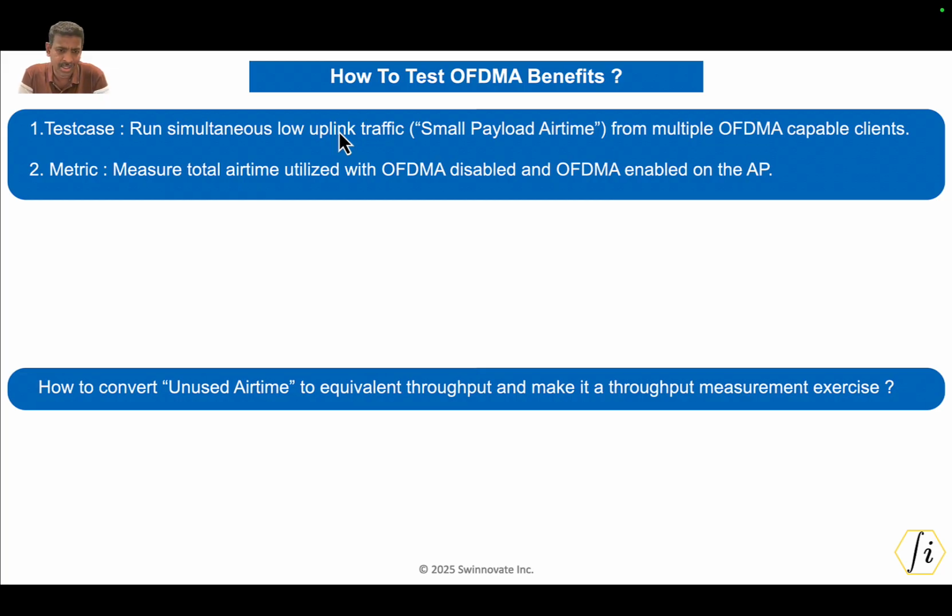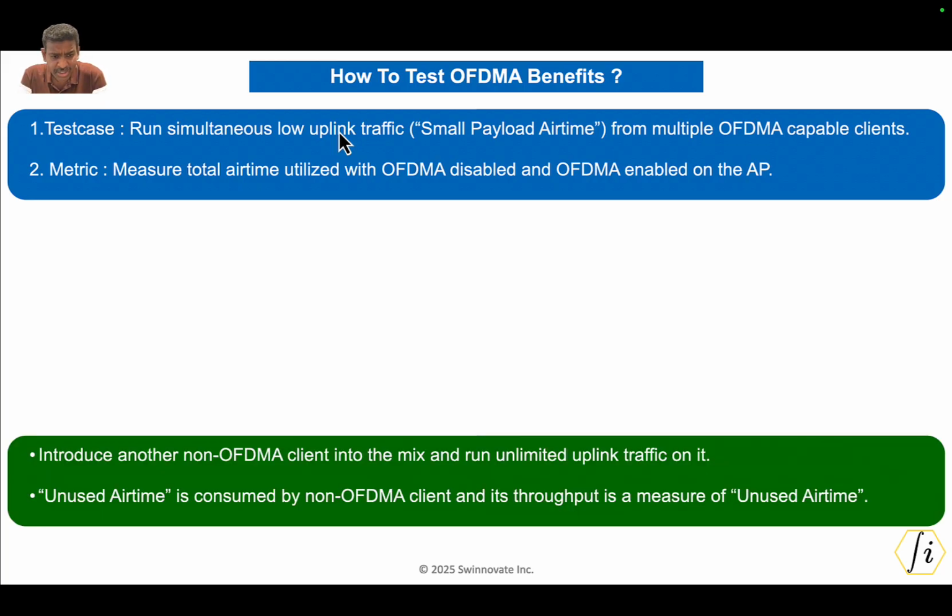The solution, or my proposal for how to do that, is to introduce another non-OFDMA client into the mix and run unlimited uplink traffic on it. So basically you have a bunch of OFDMA capable clients, which are going to be served with OFDMA, and then introduce another non-OFDMA client, and on that client we should run unlimited traffic. To the OFDMA clients we should be running that small payload airtime, so low uplink traffic, and on the non-OFDMA client unlimited uplink traffic, which means any unused airtime left over by the OFDMA capable clients will be utilized by this non-OFDMA client, which means the throughput that this non-OFDMA client achieves is a direct measure of the unused airtime.